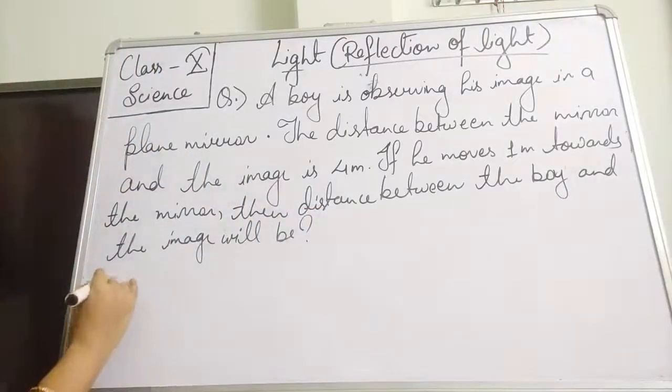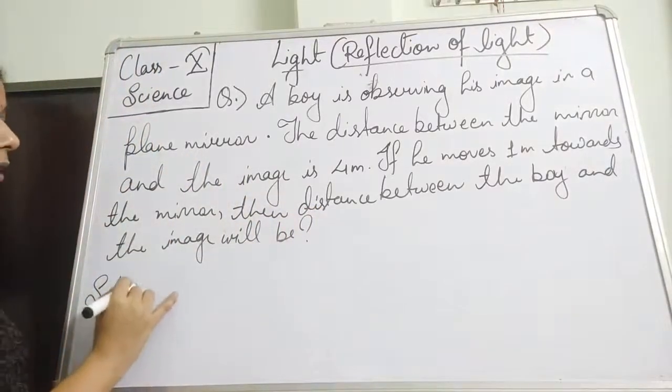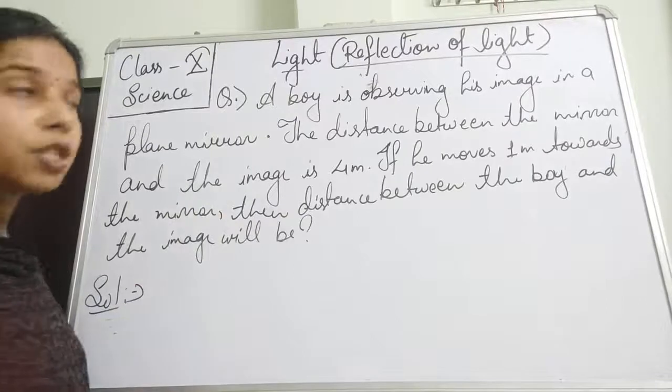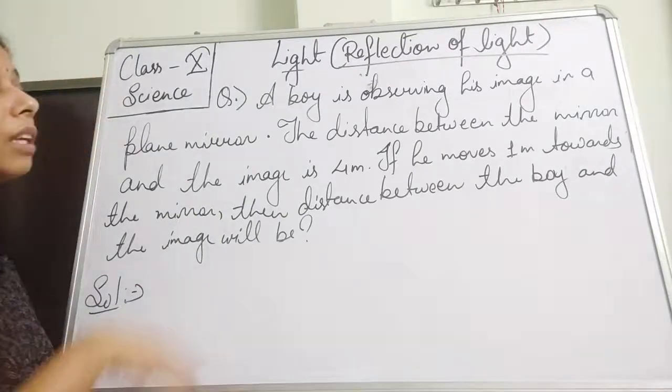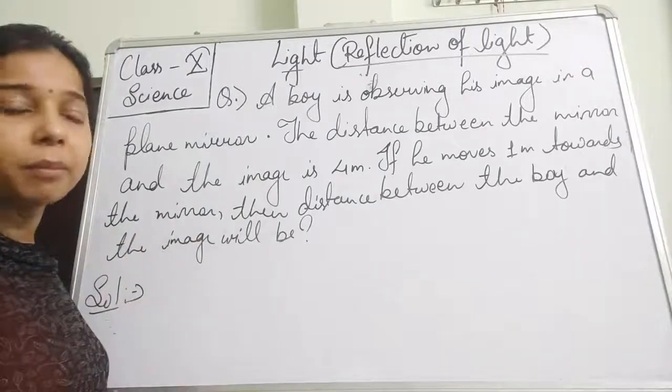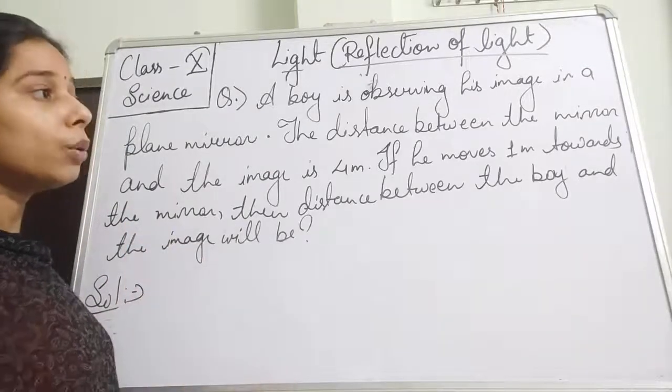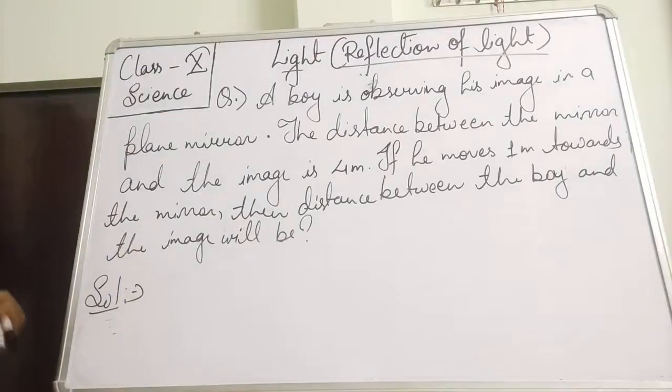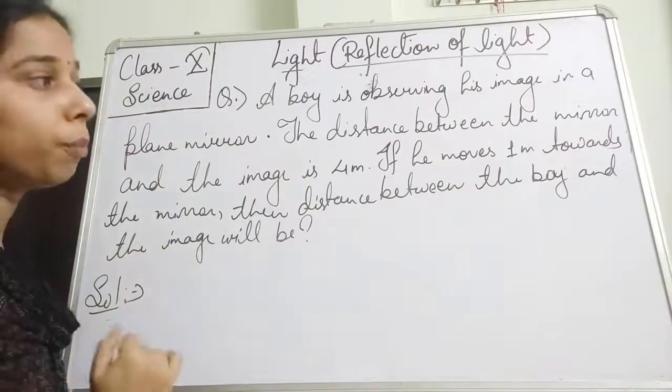Now you see here, students, what is the question? Try to understand the question here. So the question is that a boy is observing his image in a plane mirror. So a boy is standing in front of the plane mirror and observing his image. Now the distance between the mirror and the image is 4 meter.